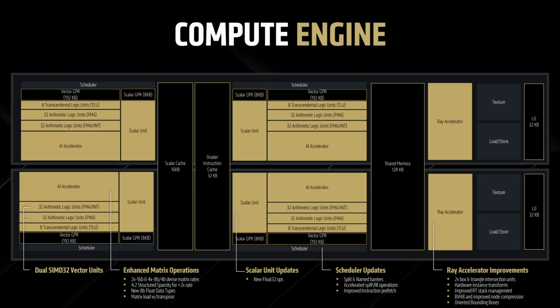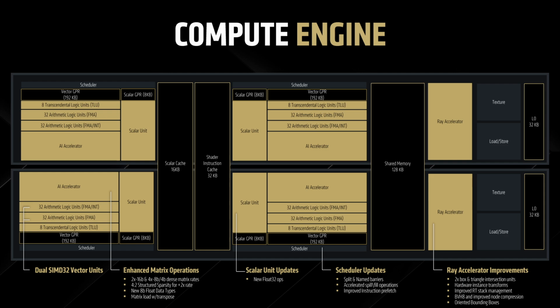RDNA4 has 2 types of vector ALUs, one that can do floating point and integer operations, and one that can only do floating point. These are labeled as 32 FMA ALUs and 32 FMA/int ALUs. At least that's what the block diagram says. Things might not be as they seem, but in-depth GPU architecture analysis is beyond my scope of expertise. A compute unit also has 8 TLUs, a so-called AI accelerator, more on that later, and a scalar unit. The scalar unit and the vector units each have their own general purpose registers or GPRs, which is basically a very small and fast cache.